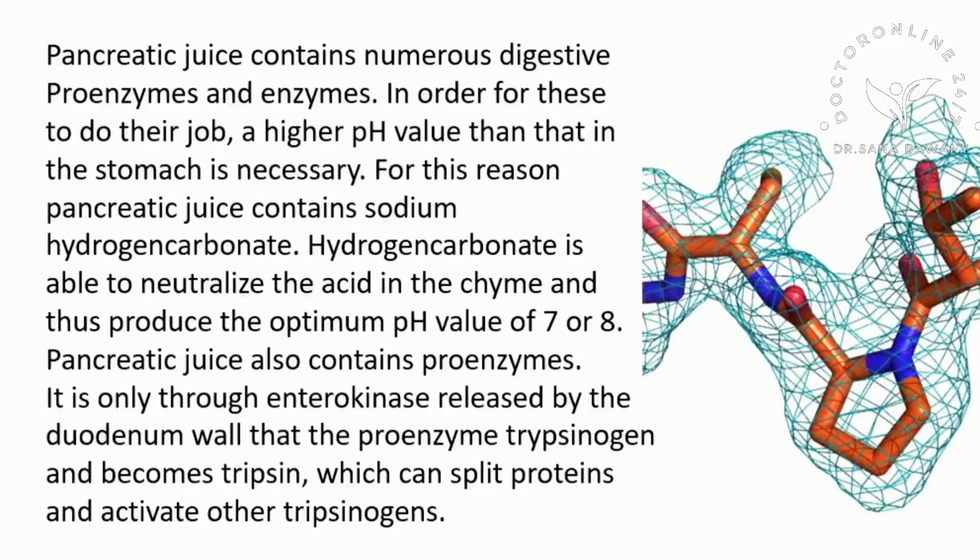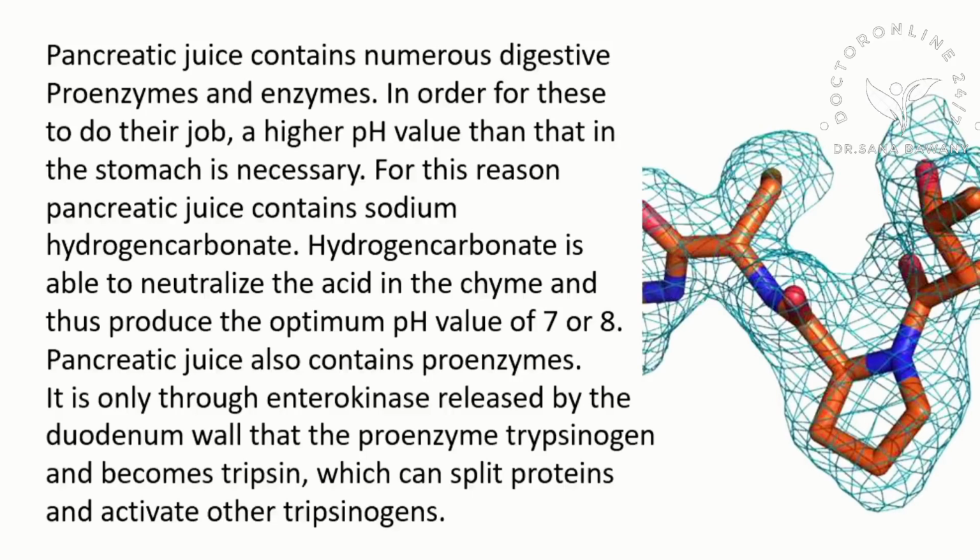Pancreatic juice contains numerous digestive proenzymes and enzymes. In order for these to do their job, a higher pH value than that in the stomach is necessary. For this reason, pancreatic juice contains sodium hydrogen carbonate. Hydrogen carbonate is able to neutralize the acid in the chyme and thus produce the optimum pH value of 7 or 8.